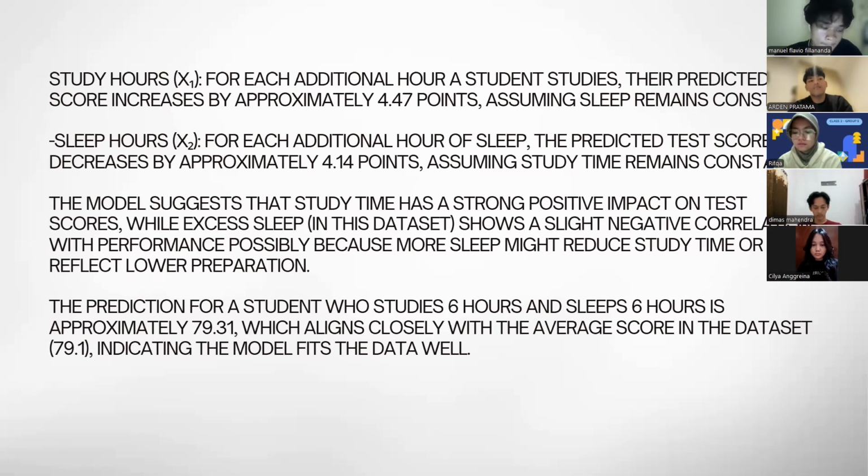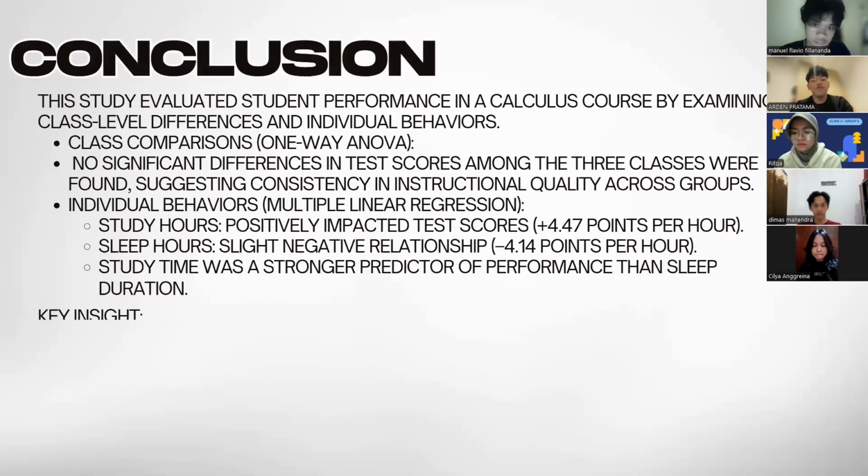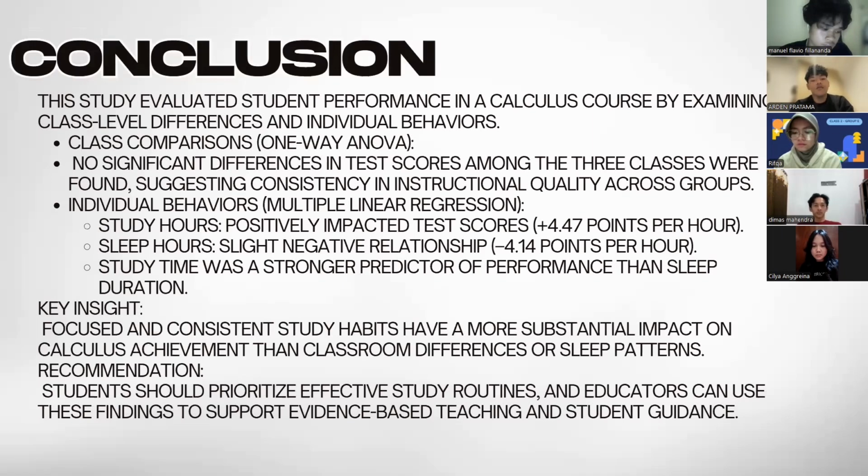Next slide. So the conclusion: the study evaluates student performance in a calculus course by examining class level differences and individual behaviors. For class comparison with ANOVA, the result is that no significant difference in test score among the three classes was found, suggesting consistency in instructional quality across groups. And for individual behaviors with multiple linear regression, study hours positively impact test score, plus 4.47 points per hour.